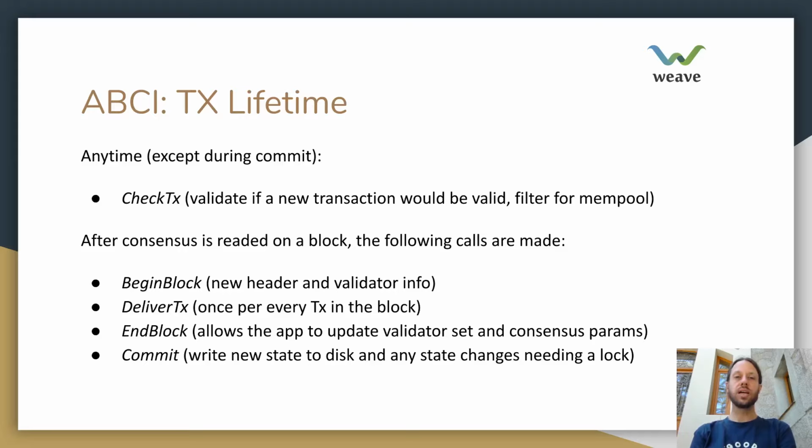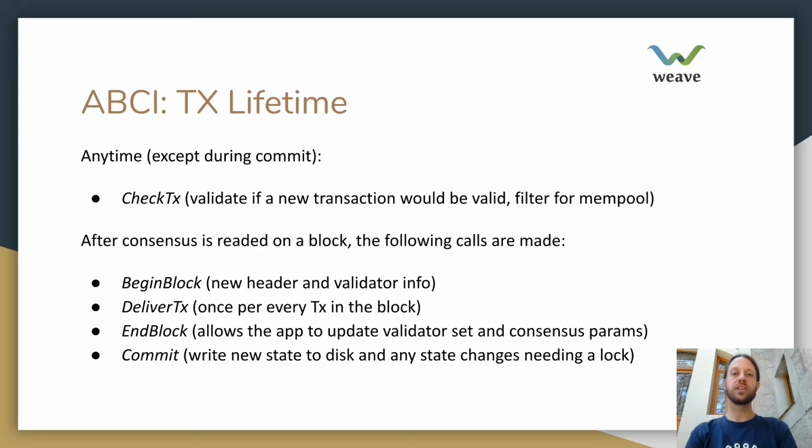There are two types of messages we have. The first one is CheckTx, which is basically a filter message. It looks at the current cached state, makes a scratchpad state, and will execute this transaction in some sort of isolated state to see whether or not it will be valid.